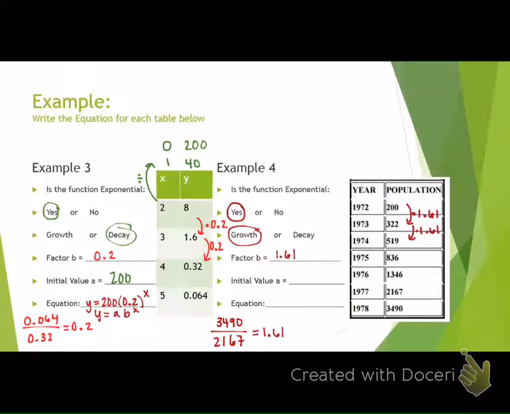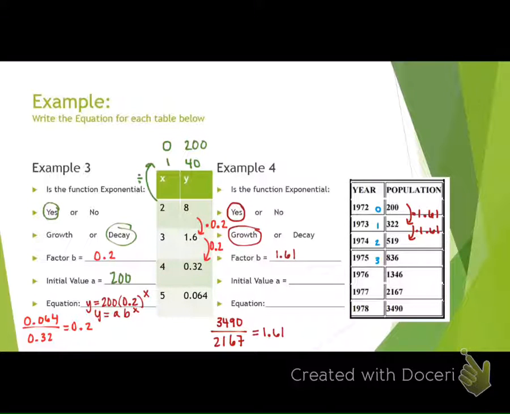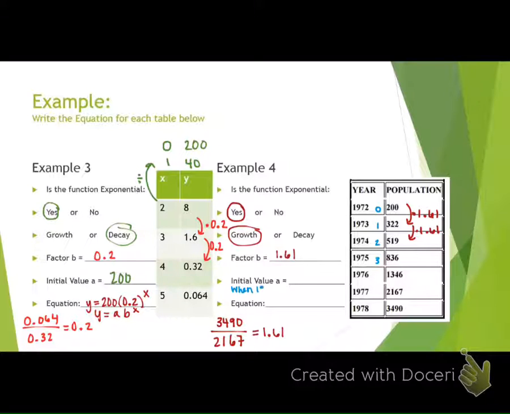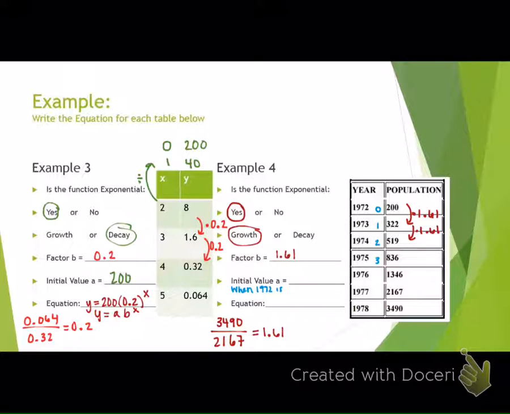Okay, we're going to say that 1972 is 0. So we're going to say the initial value is when 1972 is 0. So we're going to say years since 1972 if we are ever talking about this. So the year 1972 is our 0 here. So how many people were there in 1972? 200.